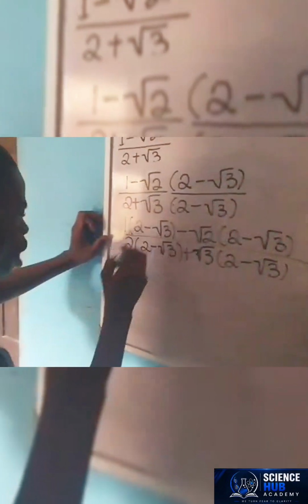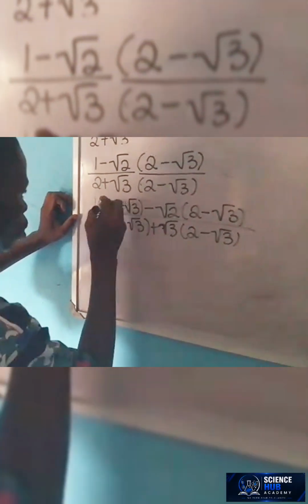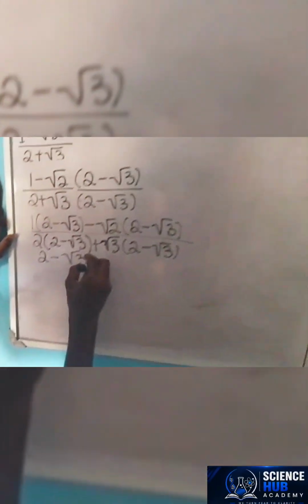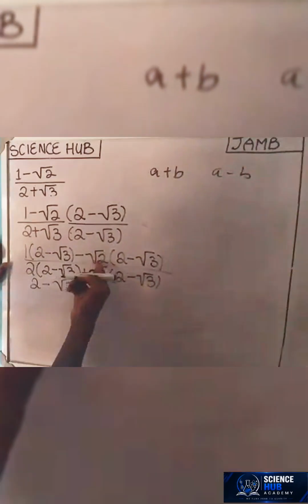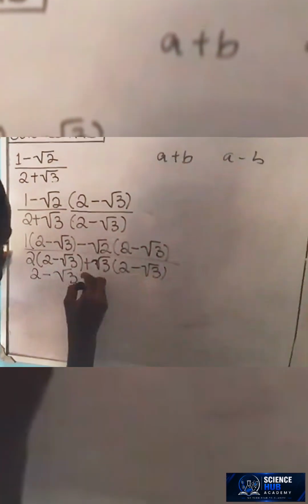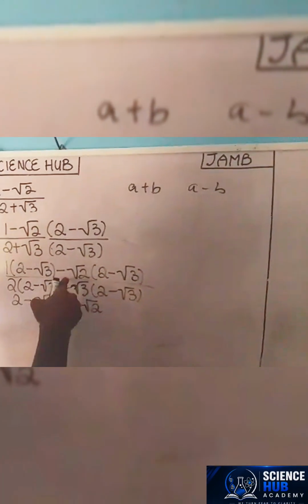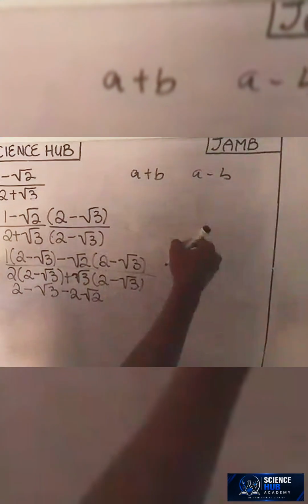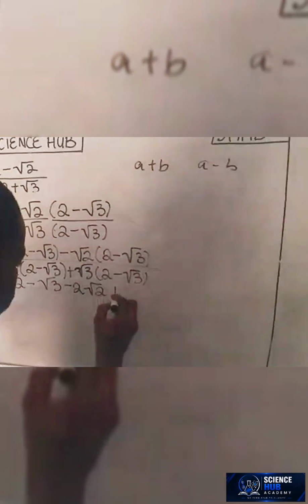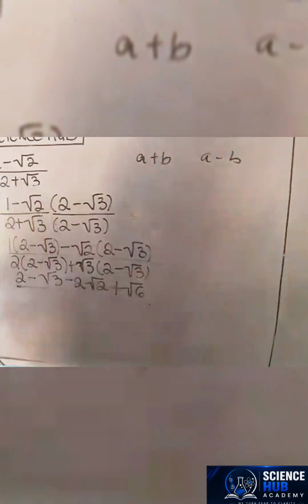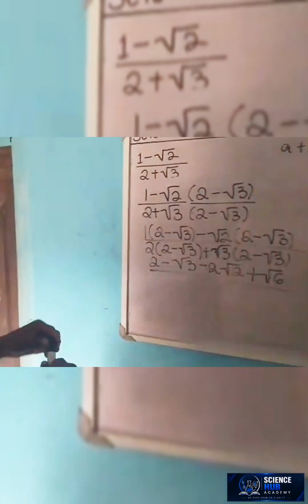Now, we have here 1 times 2, 2. 1 times minus square root of 3, that's minus square root of 3. Now, here we have minus square root of 2 times 2, that's going to be minus 2 square root of 2. Now, minus square root of 2 times minus square root of 3, that's going to be plus square root of 6.